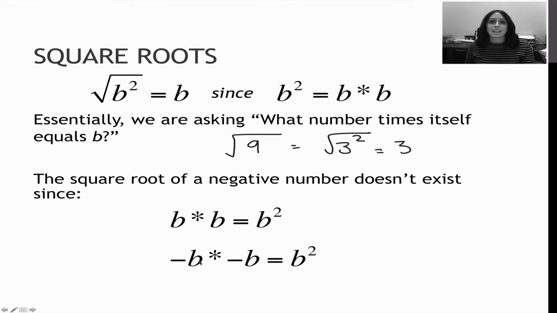We cannot take the square root of a negative number, and here's why. If you take a positive number times itself, you get a positive number, b squared. If you take a negative number times itself, the two negatives will then cancel out and also give you a positive number. So it's impossible for me to take the square root of negative b squared. This is not possible. It's not a real number. Later on in our learning, we'll talk about imaginary numbers and how those work, but for now, you just know that it's not possible. No real number is what you can write.